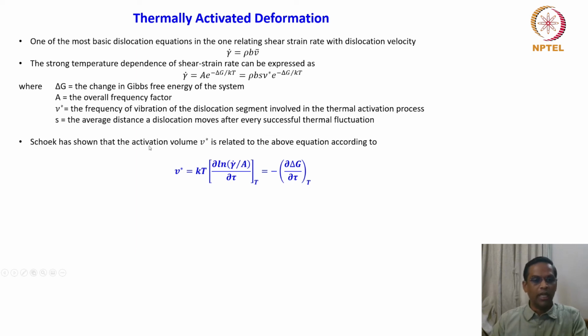Schoeck has shown that the activation volume V star is related to the above equation according to V star equal to kT times partial ln gamma dot by A over partial tau at constant temperature, which is equal to minus partial delta G over partial tau at constant temperature. So this is one expression which can be found out experimentally. We can find the activation volume through experiments, that is, high temperature tensile deformation, and then you get these quantities. That is why these two equations have been brought.